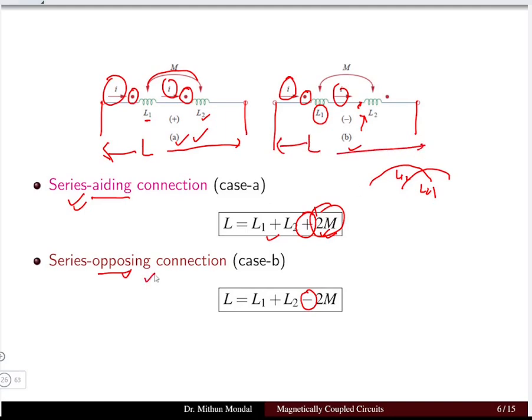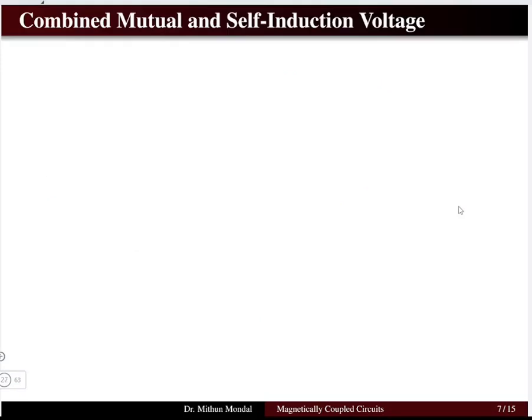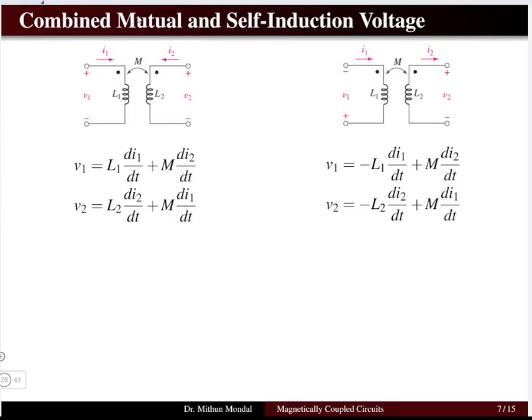So this is known as the series opposing connection, where we have L1 plus L2, the two self-inductances, minus 2M. In general, we can say it will be L1 plus L2 plus or minus 2M, positive for the series adding connection and negative for the series opposing connection. So we discussed self-inductance and mutual inductance separately. However, let us combine both to determine that. Now let us see the first case.